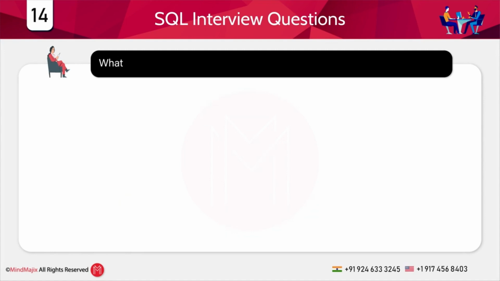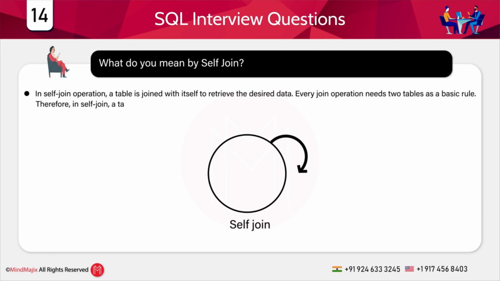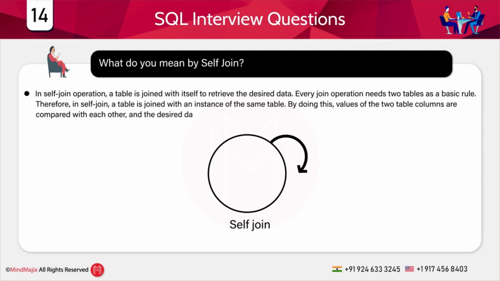So the next question is, what do you mean by self join? In self join operation, a table is joined with itself to retrieve the desired data. Every join operation needs two tables as a basic rule. Therefore, in self join, a table is joined with an instance of the same table. By doing this, values of two table columns are compared with each other, and the desired data is retrieved as the result set.